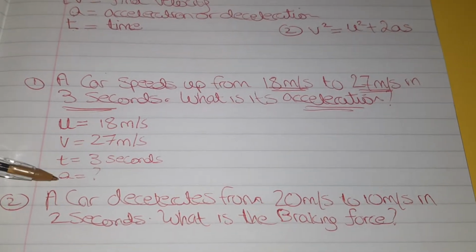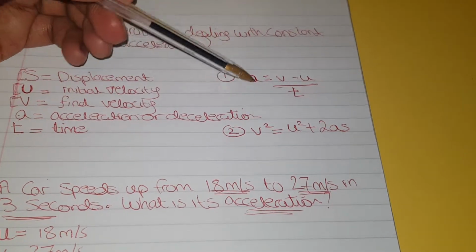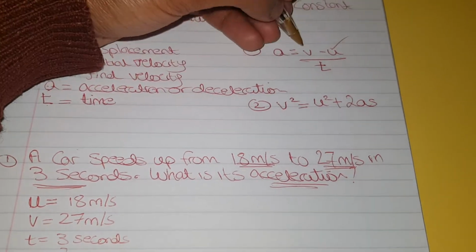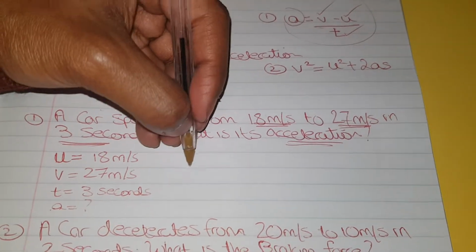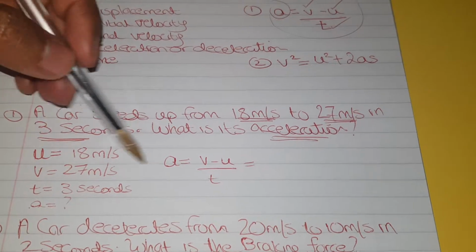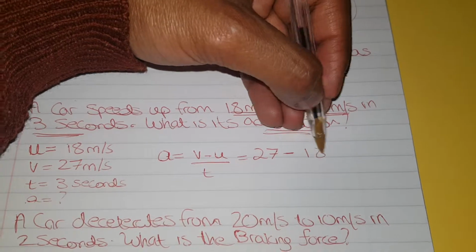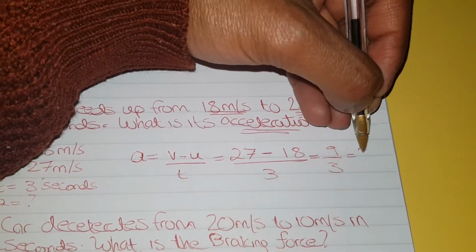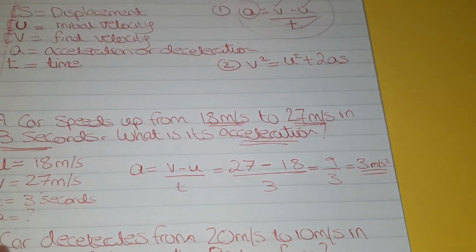So we have these three. We want this. Which formula can we use out of these two? We obviously don't have any S, so we cannot use this formula. This one we do have U, so I put a tick there. We do have V, so I put a tick there. We do have T, and we're looking for this, so bam, we can use this formula. So we just write A is equal to V minus U over T. That's the formula. Then just substitute numbers in. V is 27 minus U is 18 divided by 3. Quick maths gives you 3 meters per second squared. That's the acceleration. Bam, done.